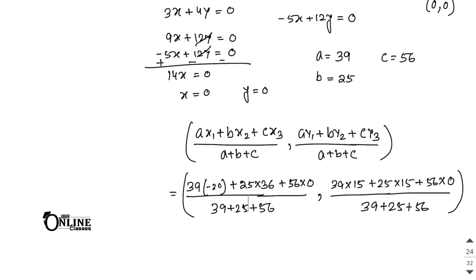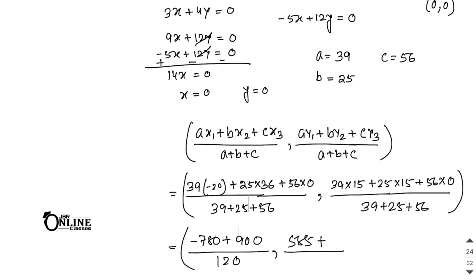Okay, so 39 into 20, it's 780. So write down minus 780. The next one, 25 into 36, it's 900. And then 39 plus 25 plus 56, it's 120, comma. Also 39 into 15, it's 585. Then 25 into 15, it's 375, then 120.